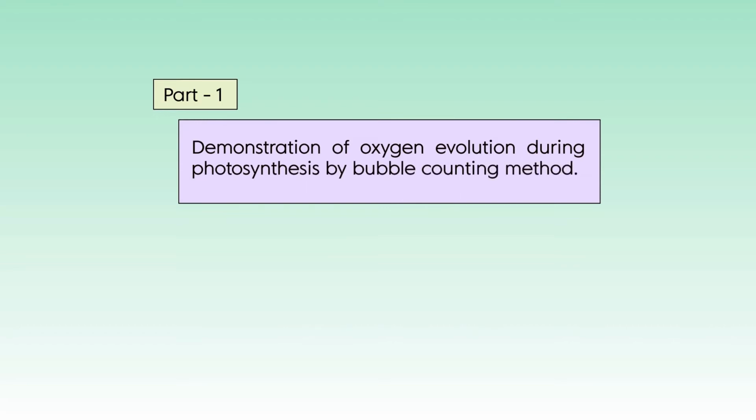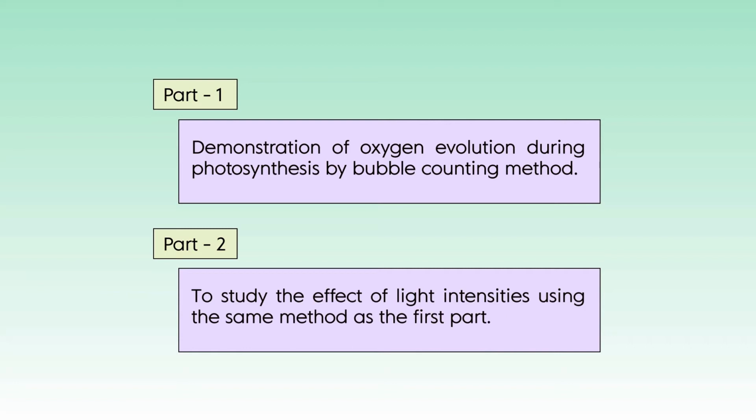Hello students. The title of today's experiment is Study of Photosynthetic Oxygen Evolution in Hydrilla plant. This module is an experimental module that aims to teach the student about oxygen evolution during photosynthesis using Hydrilla plants. The first part of the experiment is a demonstration of oxygen evolution during photosynthesis by bubble counting method. In the second part of the experiment, we will study the effect of light intensities using the same method as the first part.